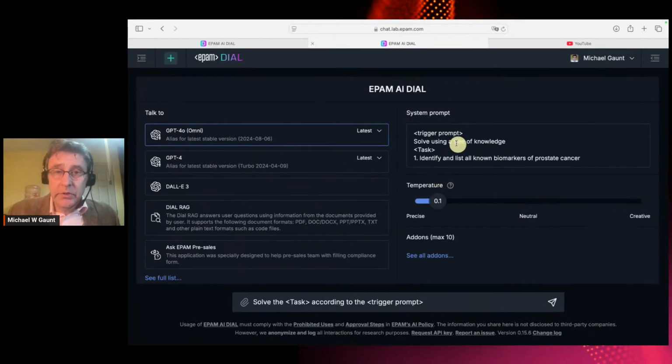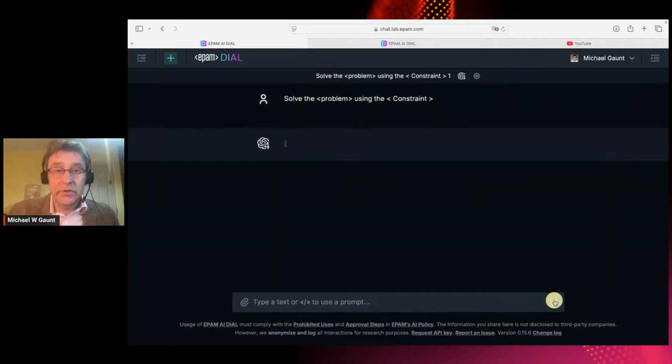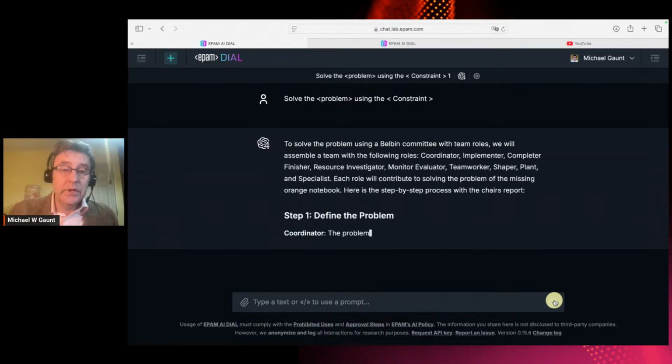So here we have, very simply, sorry, this is the wrong example, I'm going to switch here. Okay, so very simply, we have: solve using a Belbin committee with team roles, step by step, with the chair's report. Here we have the problem, highlighted here, which I explained in the cartoon. And all we're going to ask is to solve the problem using the constraint. Let's click return and see what happens.